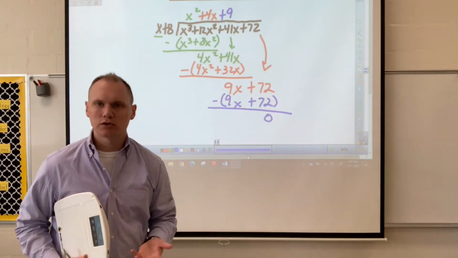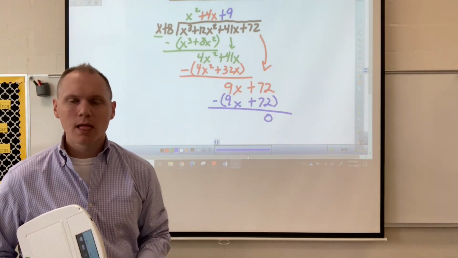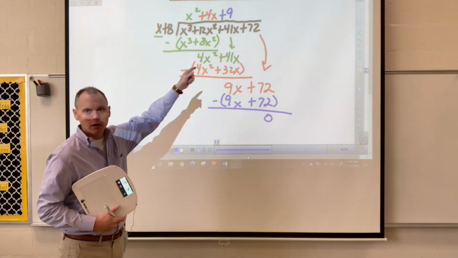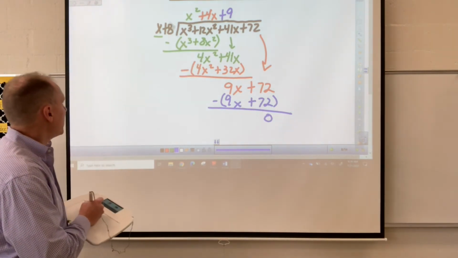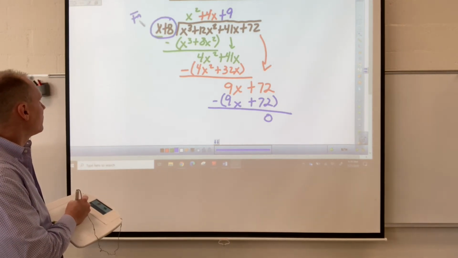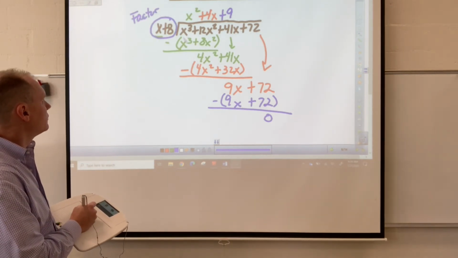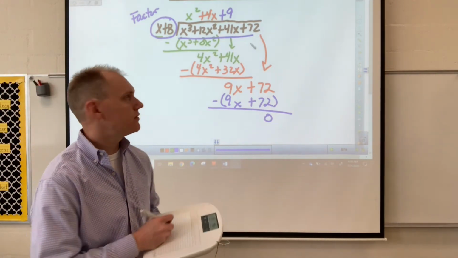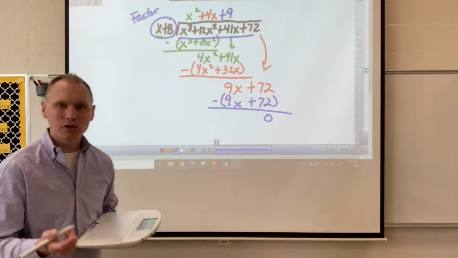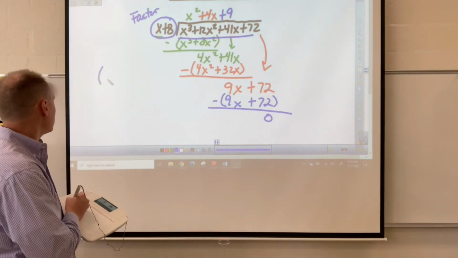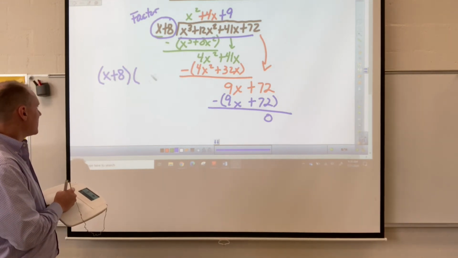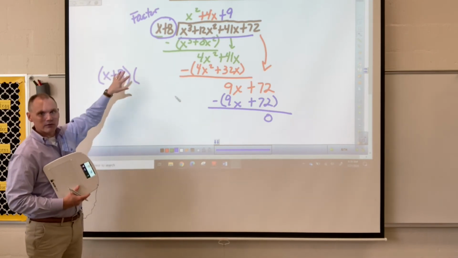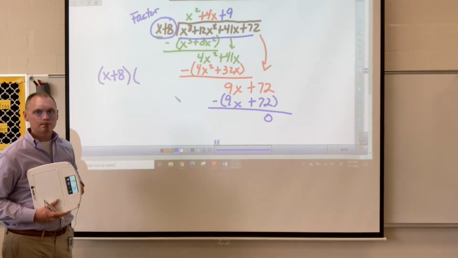And this is a special situation. There's no remainder, meaning x plus 8 goes in evenly to this cubic. What that tells us is that x plus 8 is a factor of this cubic. And if we go back to previous sessions, that means we can rewrite this cubic as x plus 8 times something. We don't know what the rest is, but if we were to write this cubic in factored form, x plus 8 would be one of the factors.